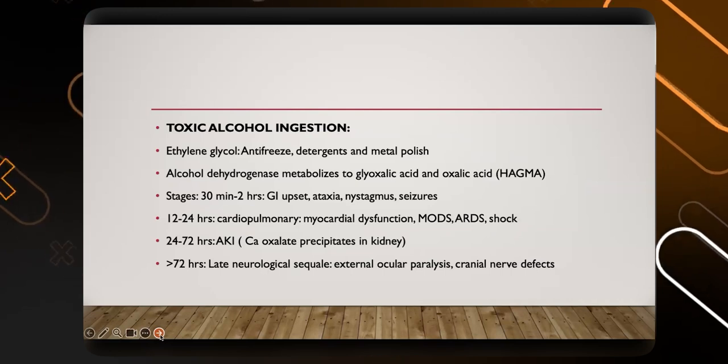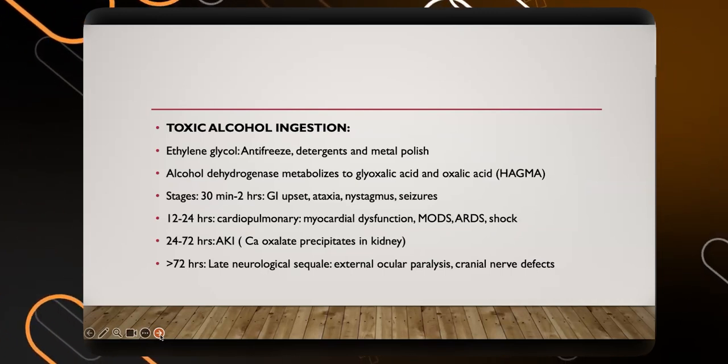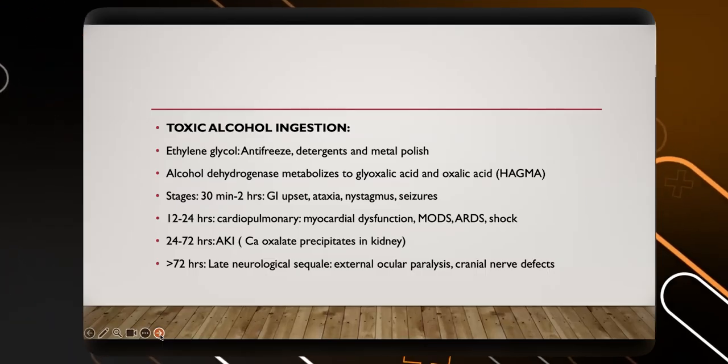Now, toxic alcohol ingestion. I think I'll just do this topic and I'm going to stop it here. And the next topic I'll carry on from the next class.